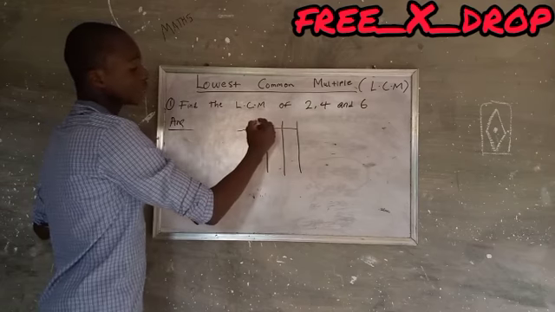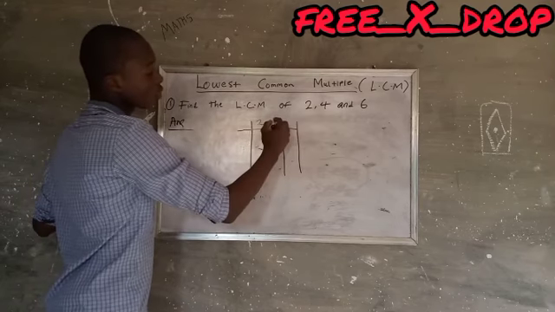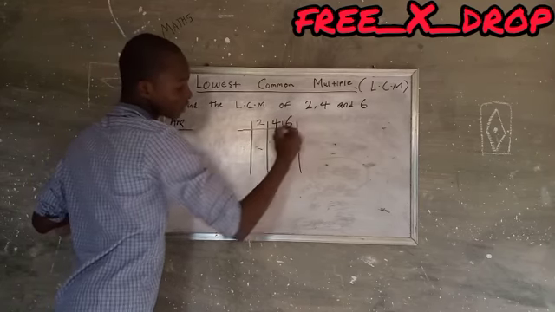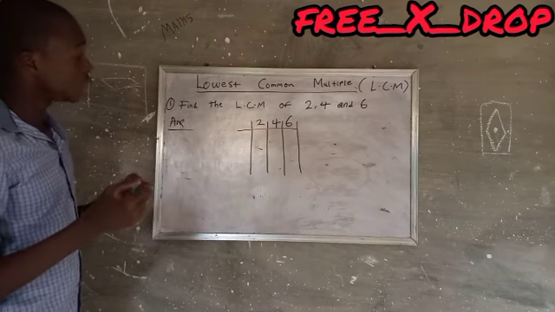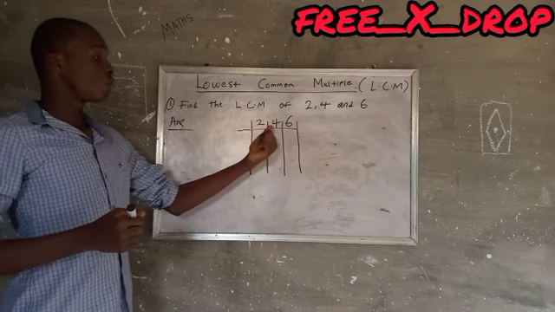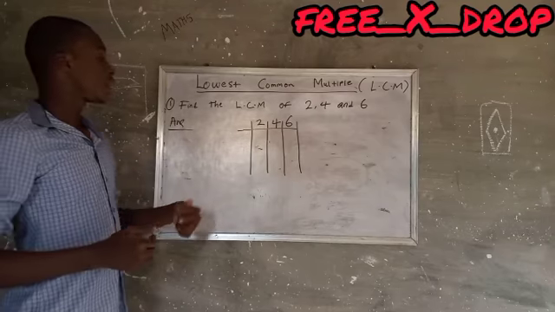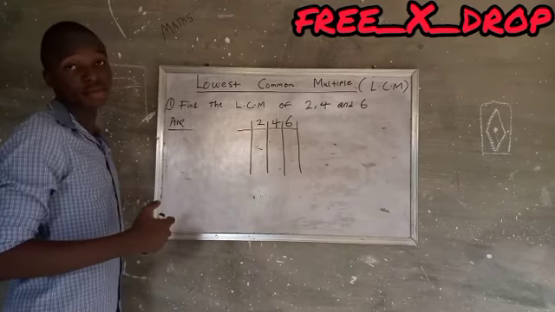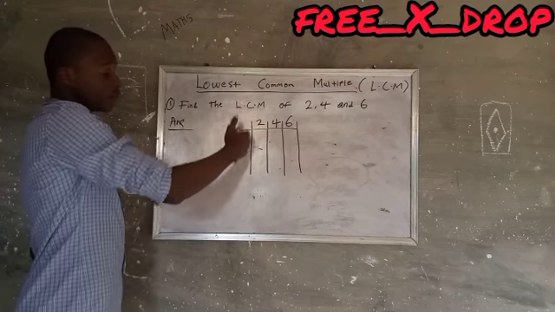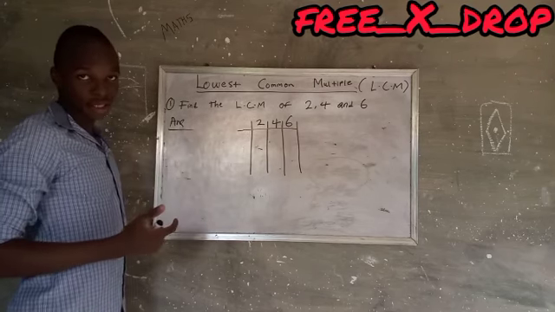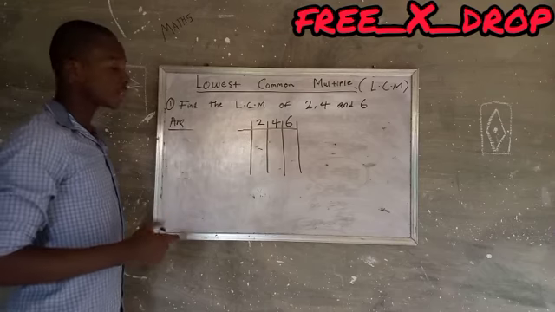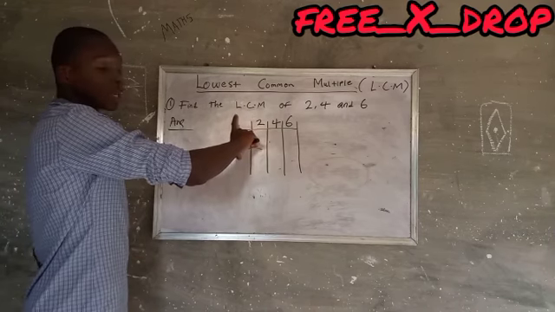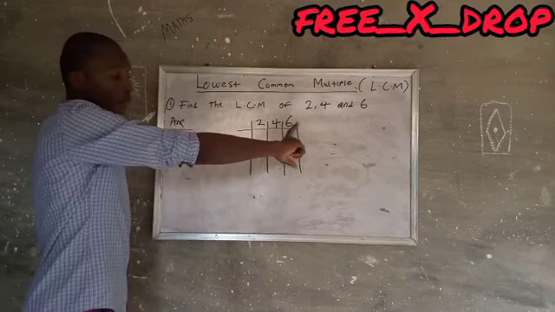Now you fill in your numbers. You have your first number, 2. You have your second number, 4. And you have your third number, 6. You understand what I'm saying? So 2, 4, 6. This first column here, you leave it for your answers. This one is for your answers. So you don't start arranging from here. You start from the inside.